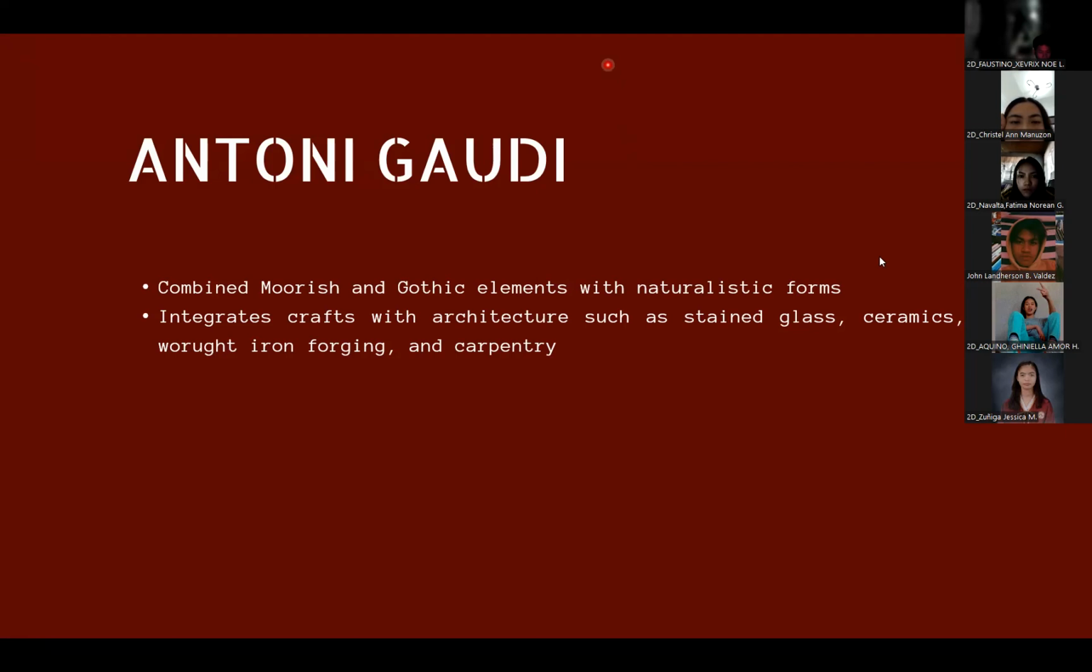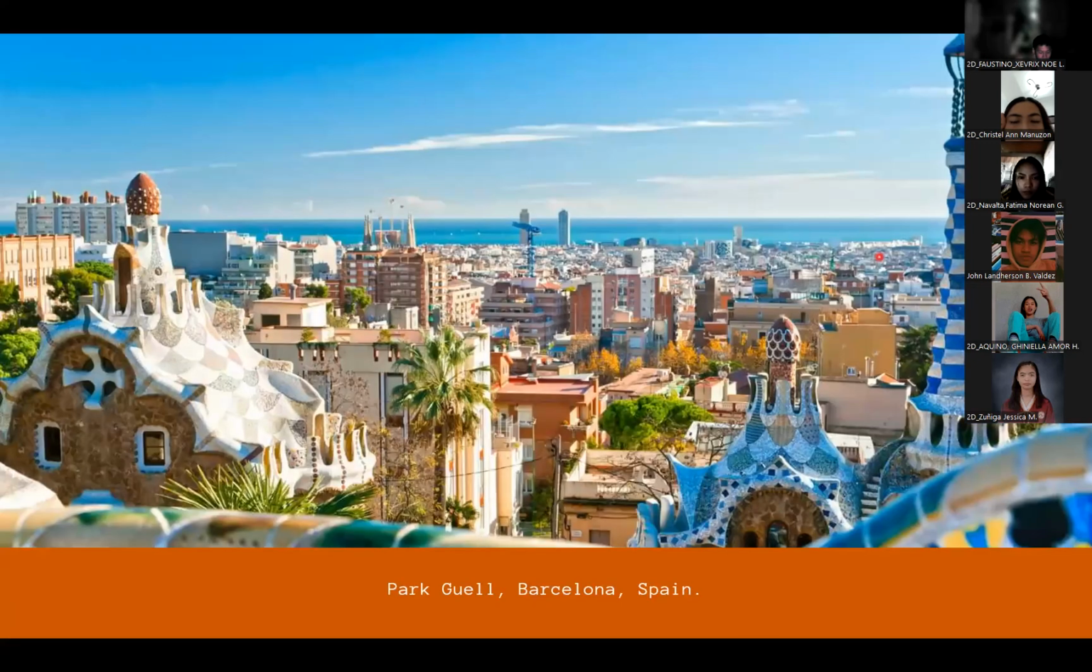So, Anthony Gaudi combined Moorish and Gothic elements with naturalistic forms, and integrated craft with architecture such as stained glass, ceramics, wrought iron forging, and carpentry. This is Park Güell, by the way, in Barcelona, Spain. The whole compound was designed by Gaudi, rather playful compared to the Sagrada Familia that he also designed.